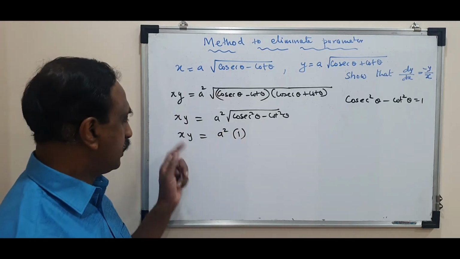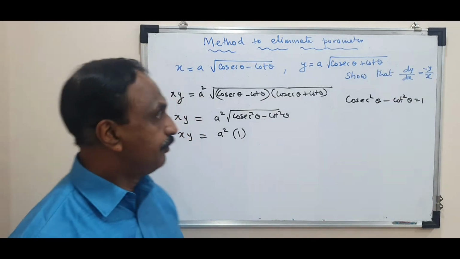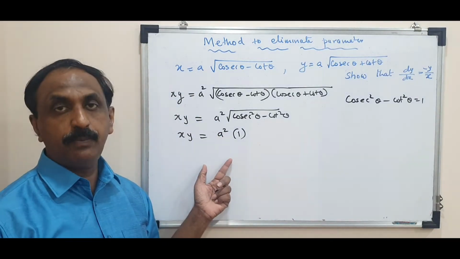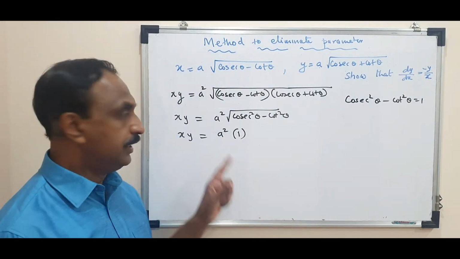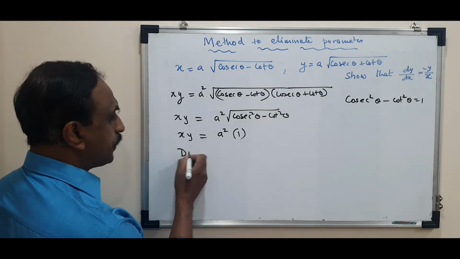Now there are two ways. Suppose I make y the subject, my answer will contain a square in it. Now you notice that the answer does not contain a square. So you need to keep a square alone on one side and differentiate, so that when you differentiate, a square will go away. So differentiating with respect to x.